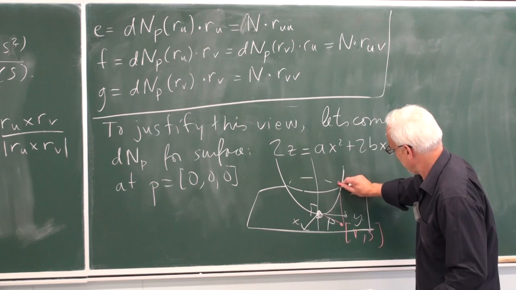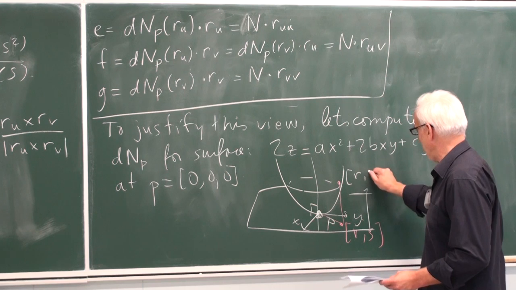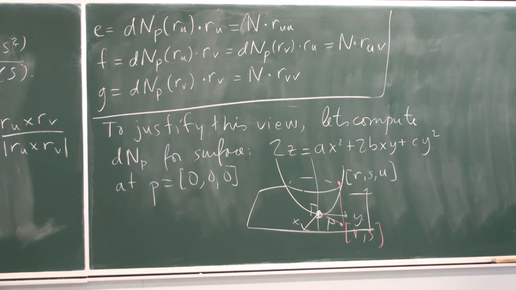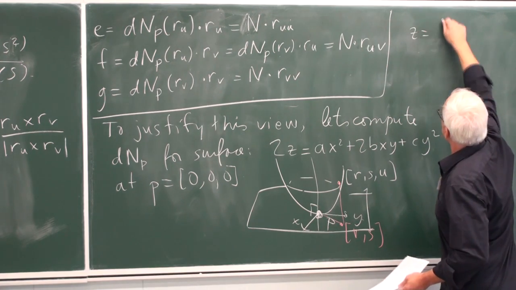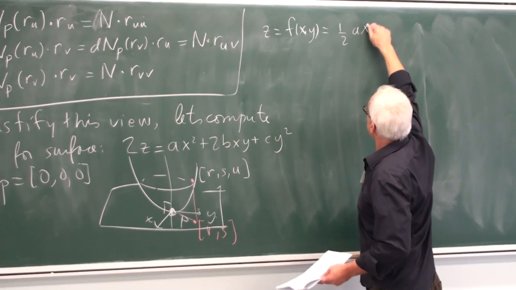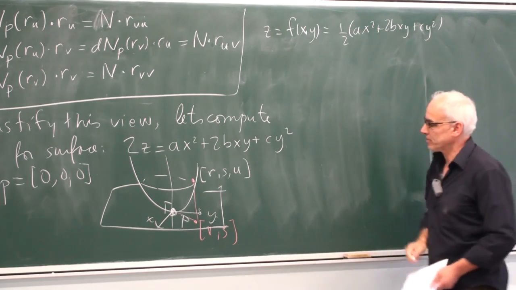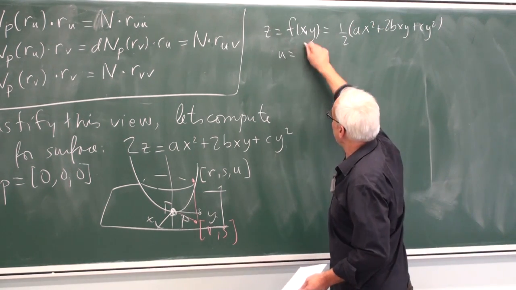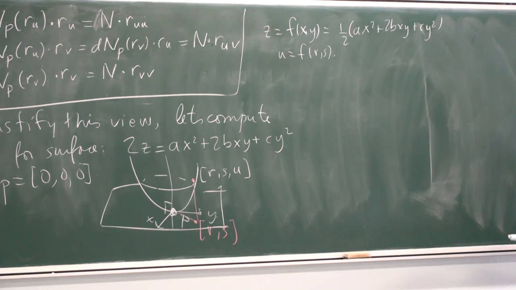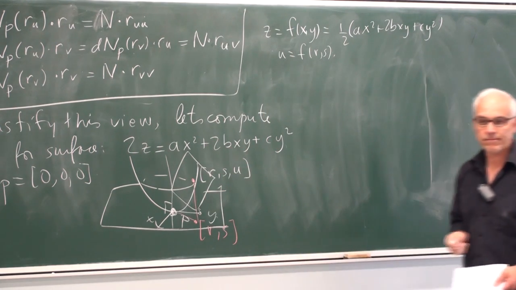And we're going to go up to a point on the surface. Say this will be the point (r, s, u). We might introduce z equals f(x, y), which is 1/2 of (ax squared plus 2bxy plus cy squared). So u here is just f(r, s). So a natural first question is, what is the normal at that point there?